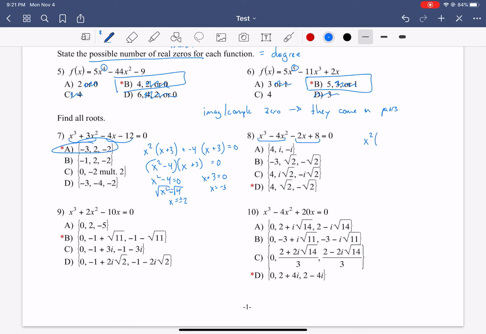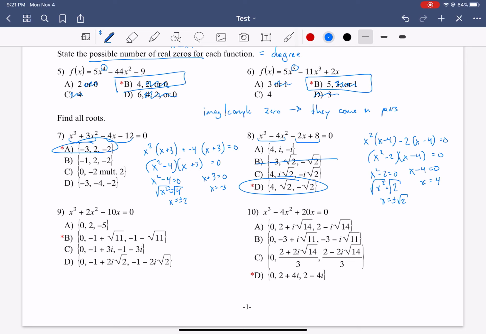On the next one, if we try to do the same thing, if we try to group, we get x squared times x minus 4 minus 2x minus 4. So it worked. Cool. All right, then we set each one equal to 0, so we get 4. So that rules out B, but then we have to deal with this. We get x squared equals 2. And then we take the square root of both sides, so we get x is equal to plus or minus root 2, so 4. So remember, we only get i when we have a negative inside the square root.